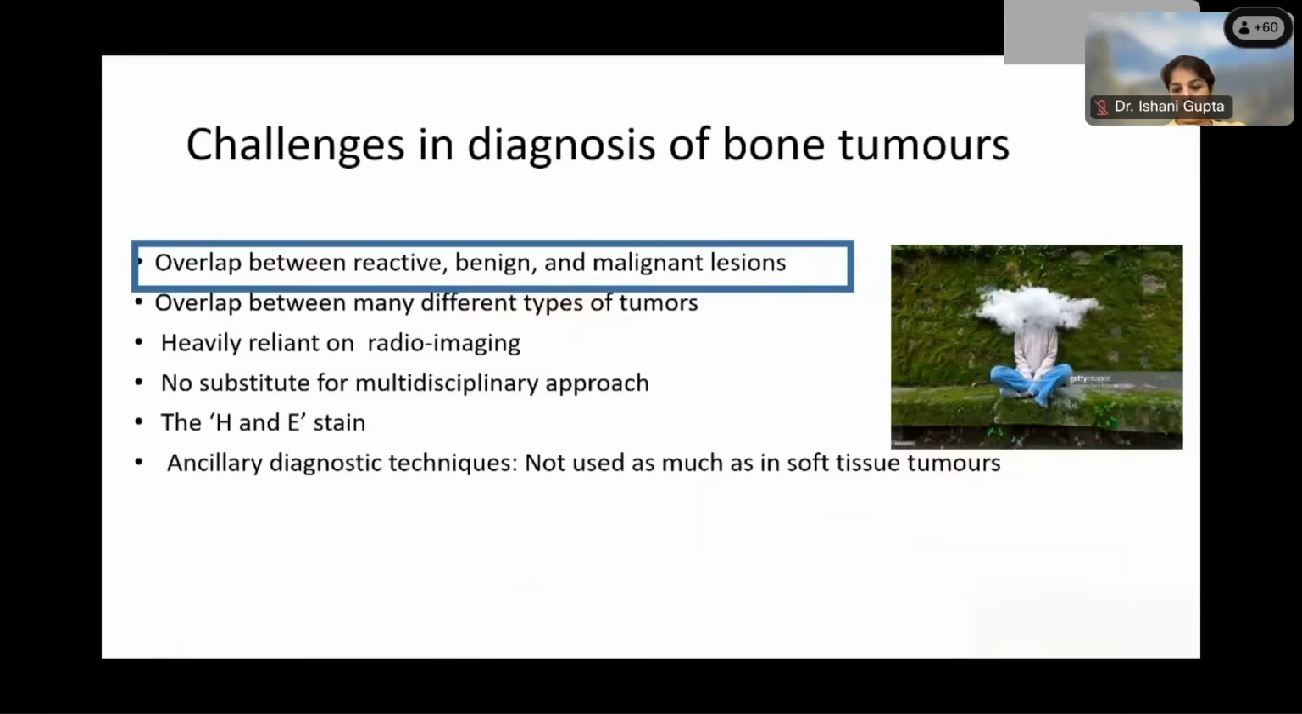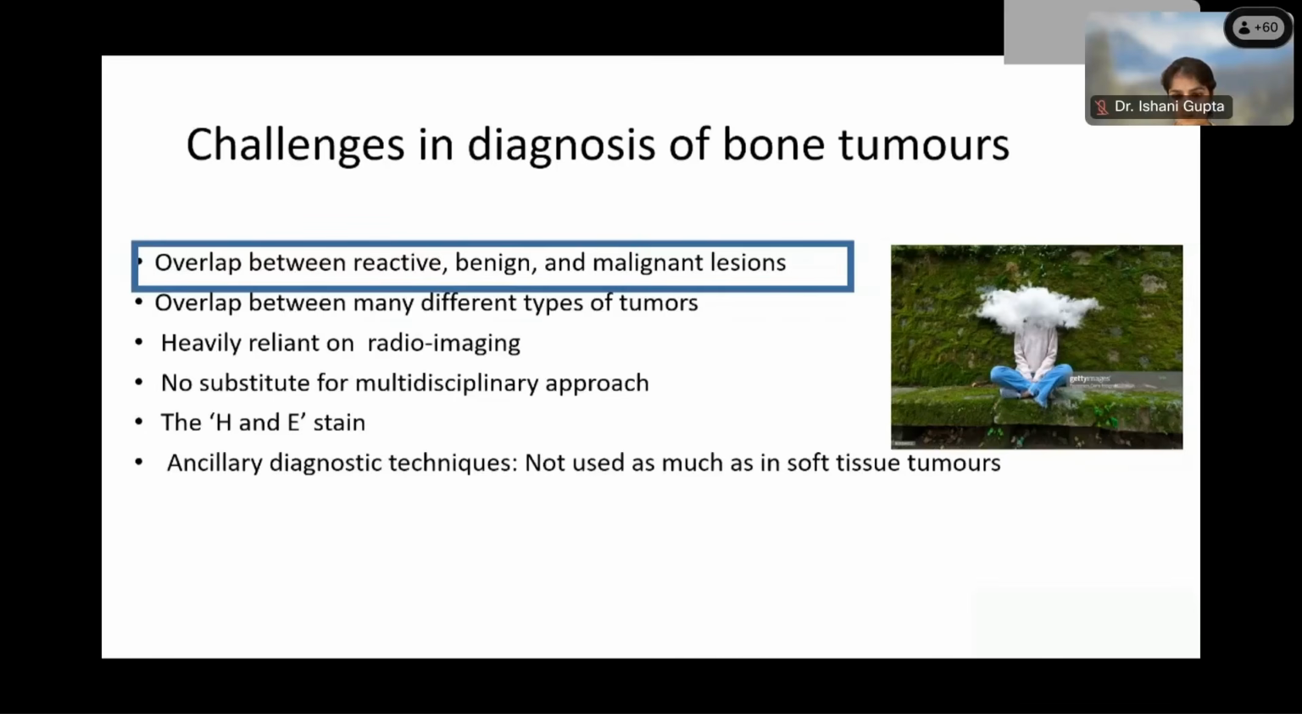Now, why are we scared of bone tumors when it comes to diagnosis? If I ask you to raise your hands, who is scared of them, I think I would be the first one to raise my hand. And why is that? The reason is that there is a massive overlap between reactive, benign, and malignant lesions or tumors of the bones. There is overlap between many, many different types of tumors. They can look like one another, and yet their management is completely different.